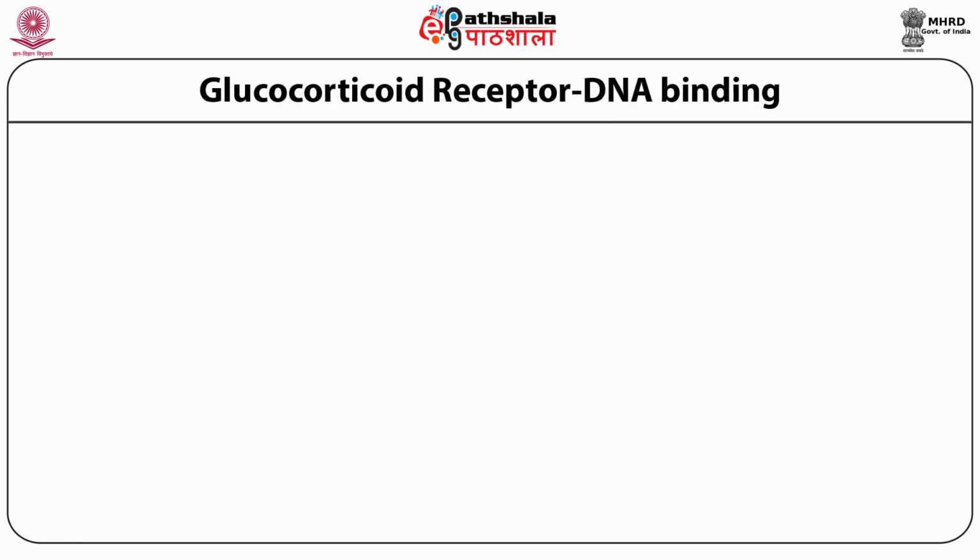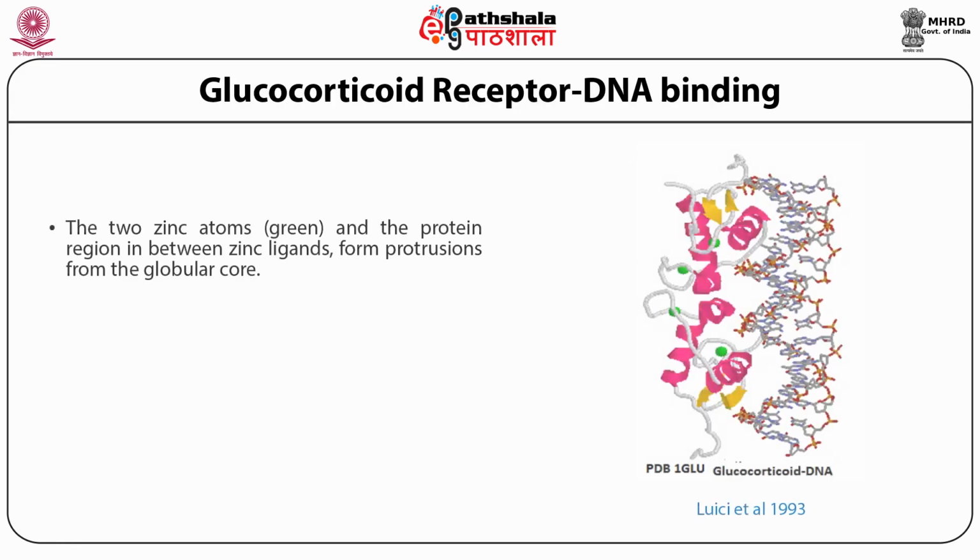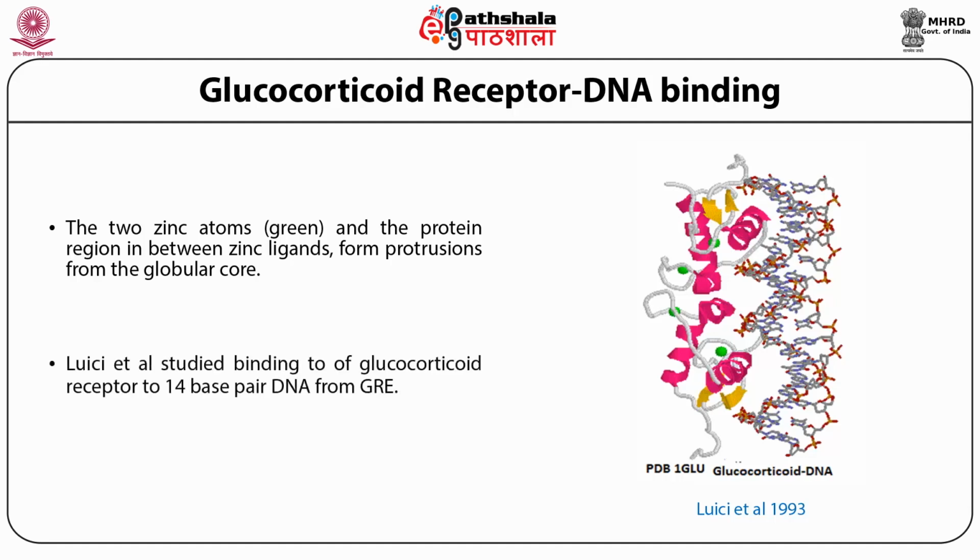Glucocorticoid receptor DNA binding. The 2 zinc atoms are shown in green, and the protein region in between the zinc ligands forms protrusions from the globular core. Luisi and others studied the binding of glucocorticoid receptor with a 14 base pair DNA from GRE. The structure, 1GLU PDB ID, is shown in the figure on the left hand side.